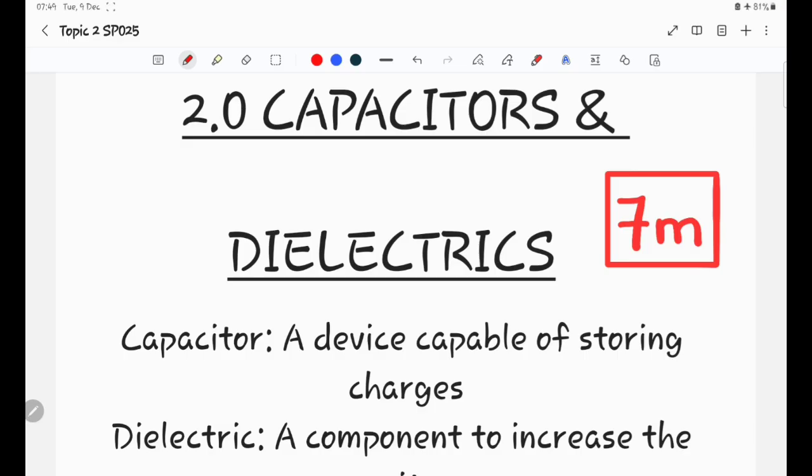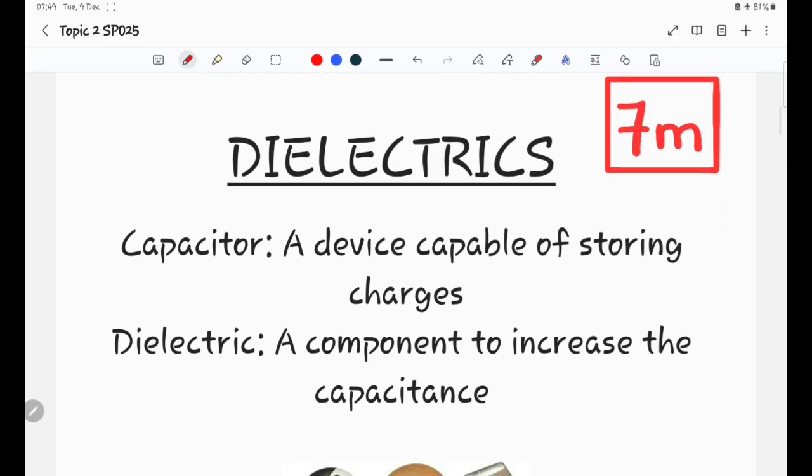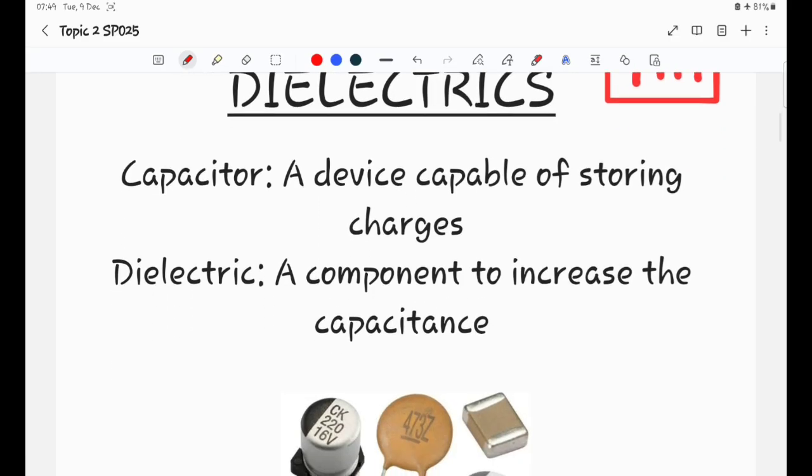Hi, okay, so we are continuing with the second chapter, capacitors and dielectrics. Before we start, this chapter is a short chapter and the marks allocated for PSPM is only 7 marks. Before we go deep, I'll introduce what capacitors are and what dielectrics are.